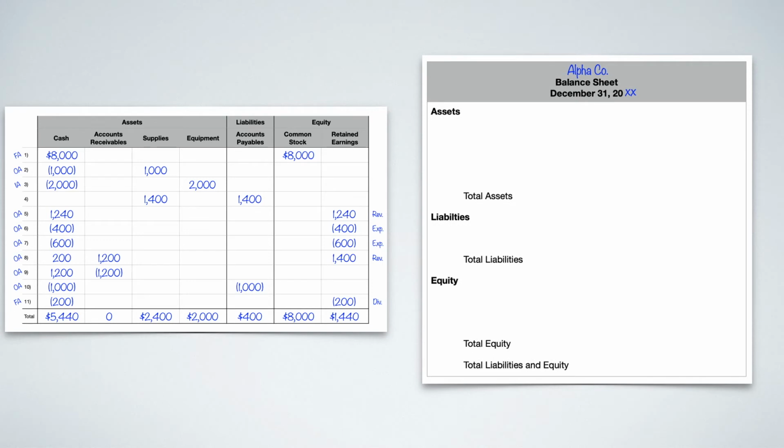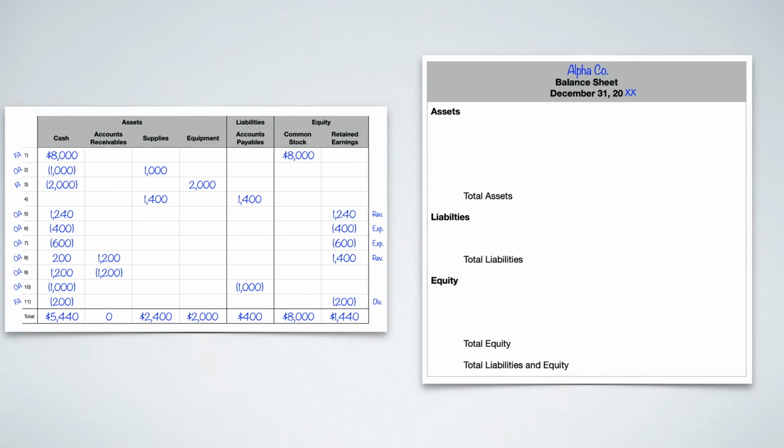Now we're going to go to the balance sheet. Again, our name is at the top. This time it doesn't say for the year ending, it says December 31st of 20 whatever. And that's because a balance sheet, again, tells us exactly what the balance is as of that date, not what we've done over the course of the year or how it's changed, but just really what is our balance as of right now.